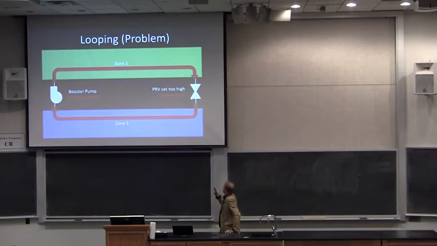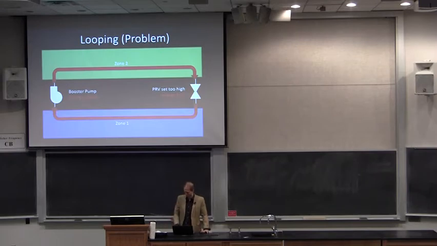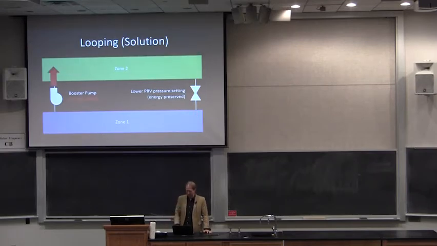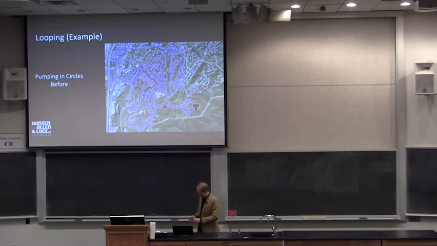And it actually is a common situation where people will complain about pressure. The operator will raise the pressure setting at the PRVs, and you'll get this situation where water is actually pumping in circles without it actually being used. So the way to stop that is to set the PRV at the correct pressure to stop the water from going in circles. And I have a really quick example of this.